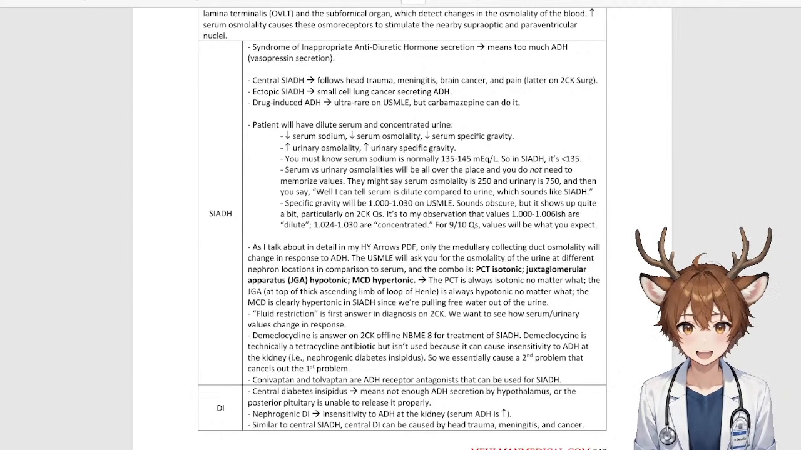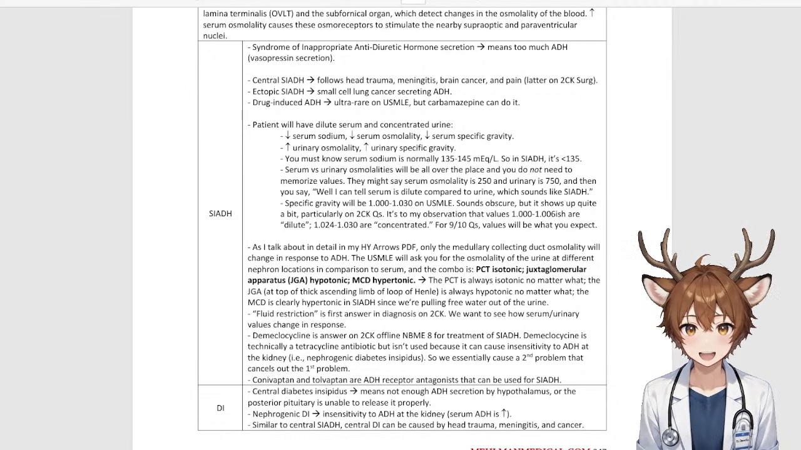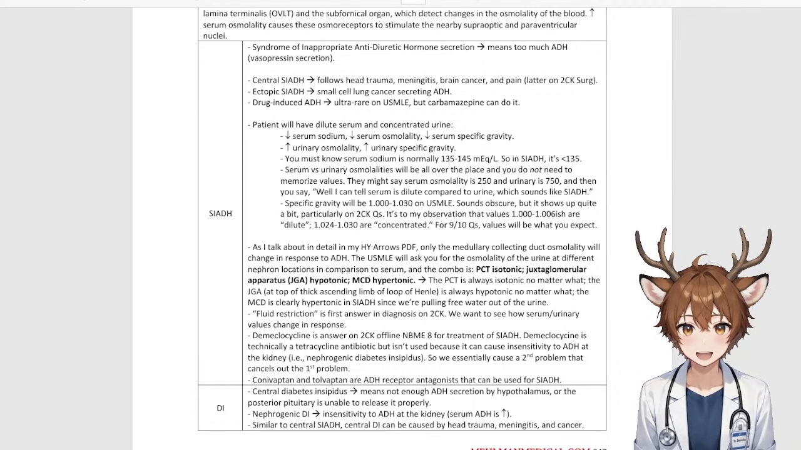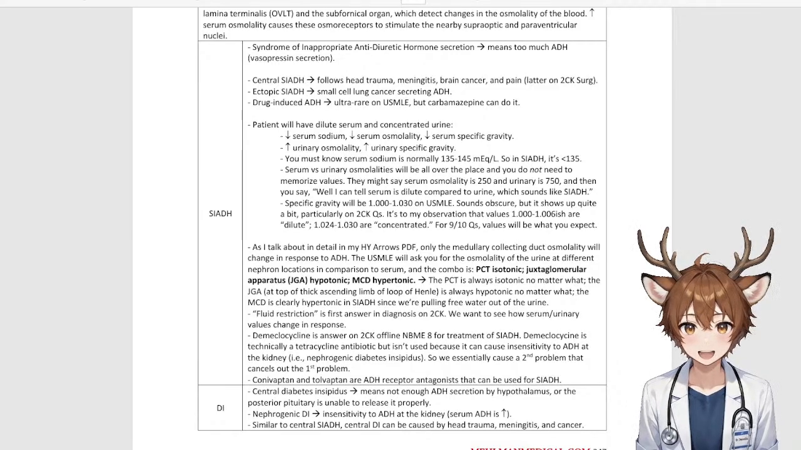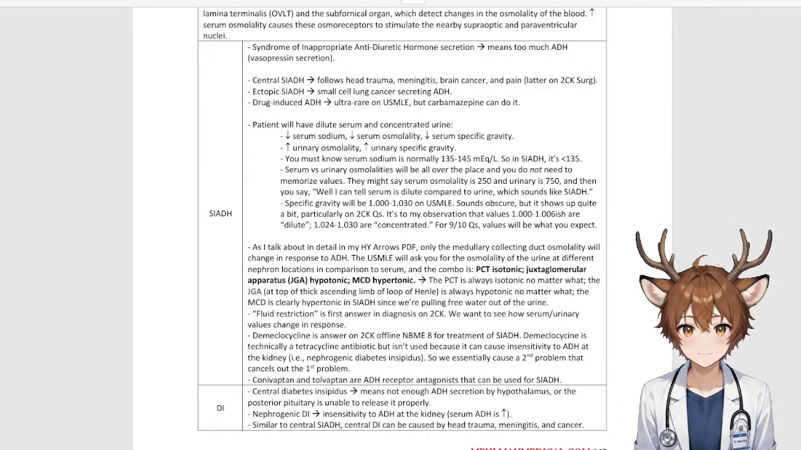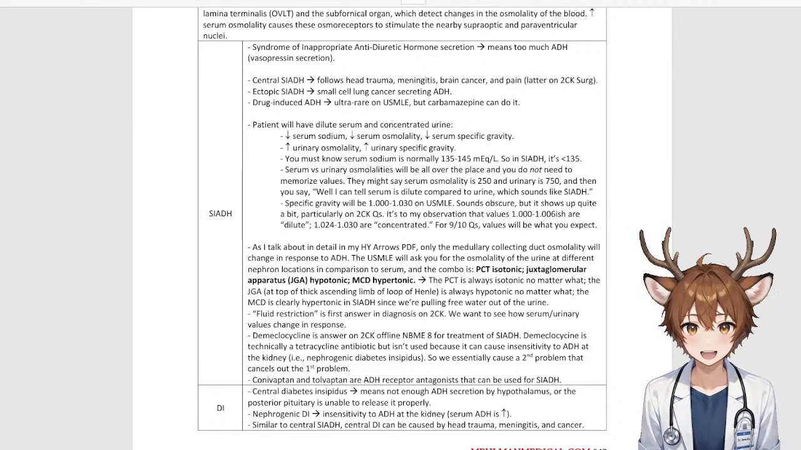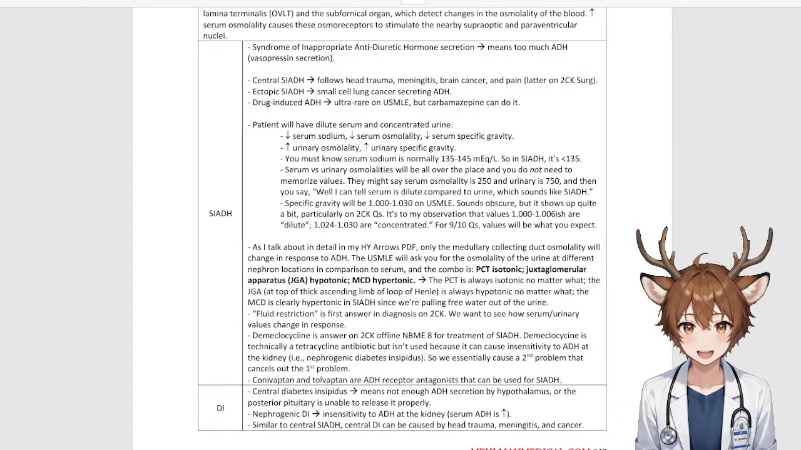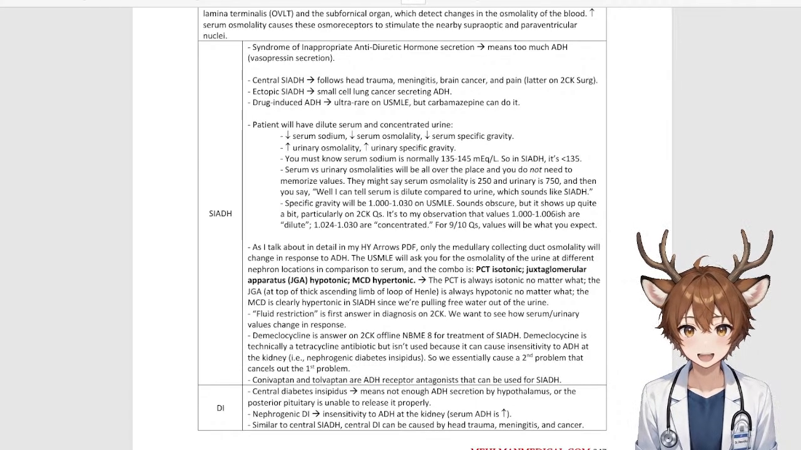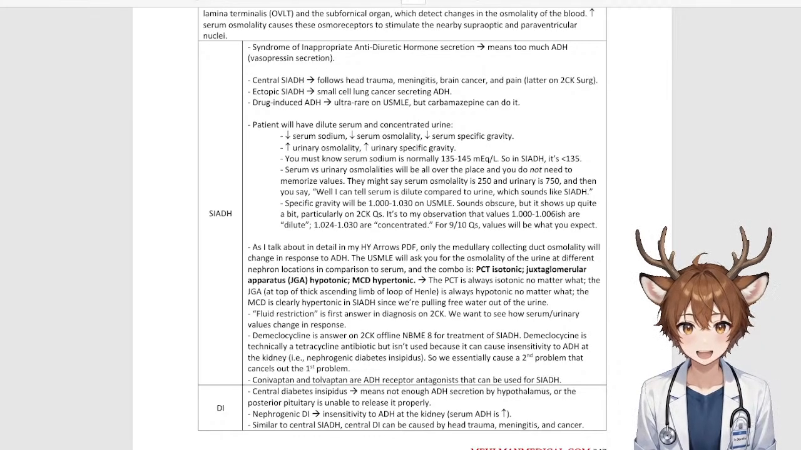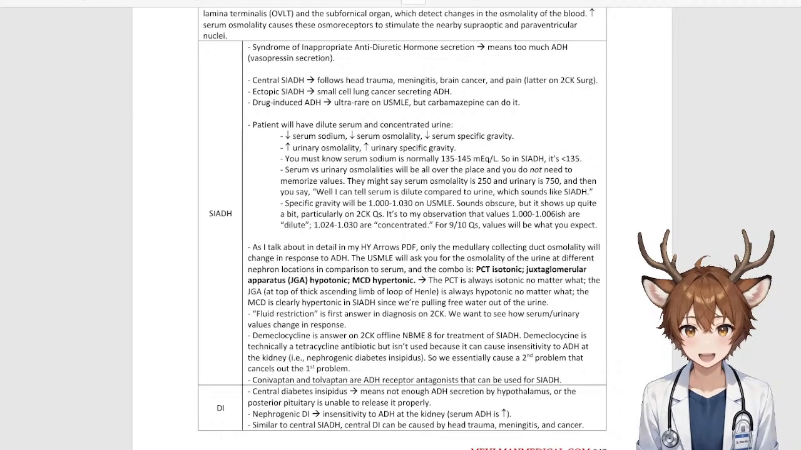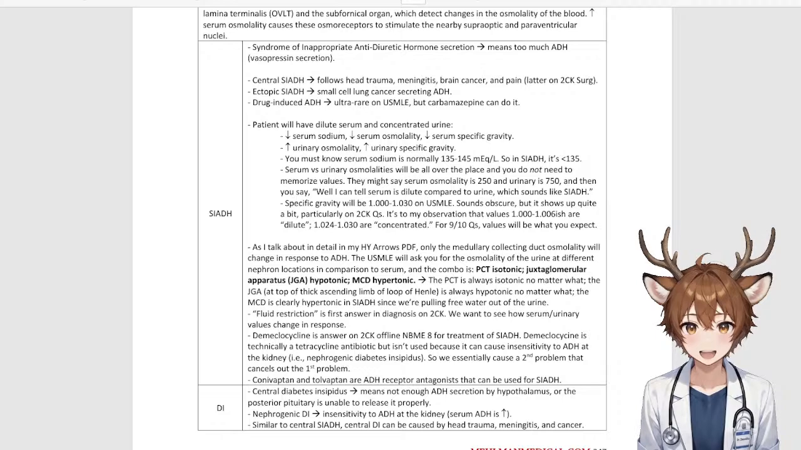Conivaptan and tolvaptan are ADH receptor antagonists that can be used for SIADH. Central diabetes insipidus means there's not enough ADH secretion by the hypothalamus, or the posterior pituitary is unable to release it properly. Nephrogenic DI, leading to insensitivity to ADH at the kidney, serum ADH elevated. Similar to central SIADH, central DI can be caused by head trauma, meningitis, and cancer.